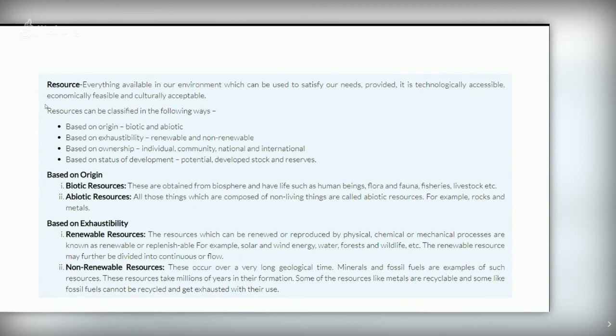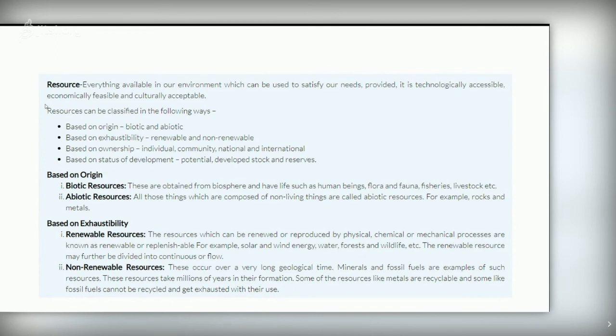What do you mean by origin? Origin means the place where something begins or is derived. That means, based on where it is derived or where it started, resources are classified into two: biotic and abiotic. As the name suggests, biotic, bio, something related to life; abiotic, something related to non-living. So it's very easy.